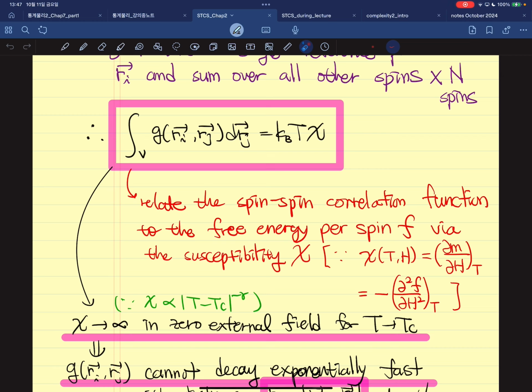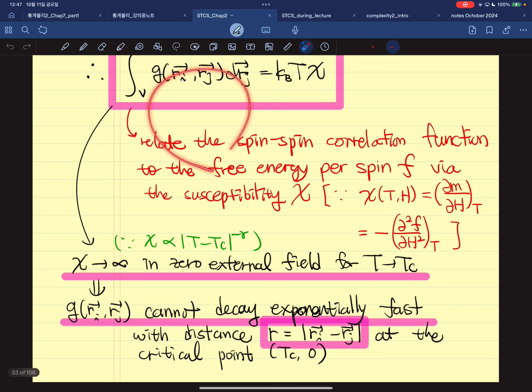So again, this relates the spin-spin correlation function to the free energy per spin with the susceptibility. If you recall, in the first semester, when we dealt with the percolation problem, this corresponds to the fact that the sum of the correlation function is the same as the average cluster size or something. In that case, that would make much more sense. But here, it's less physically intuitive, but mathematically they are equivalent. So that's why it's possible.